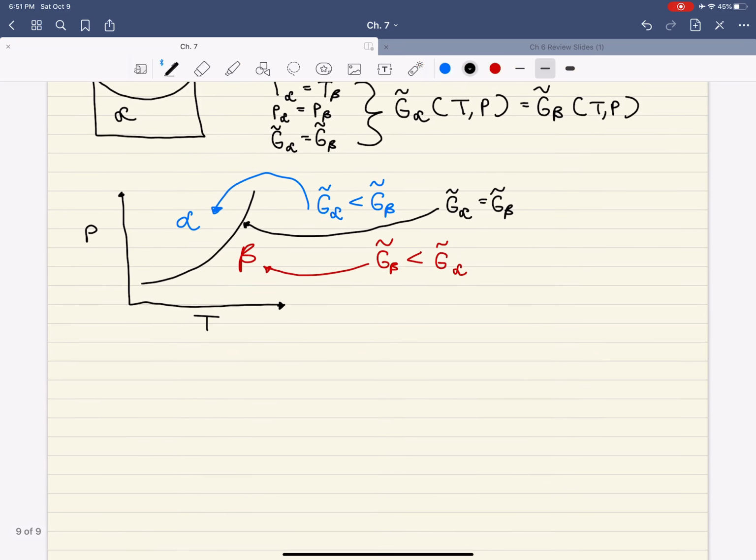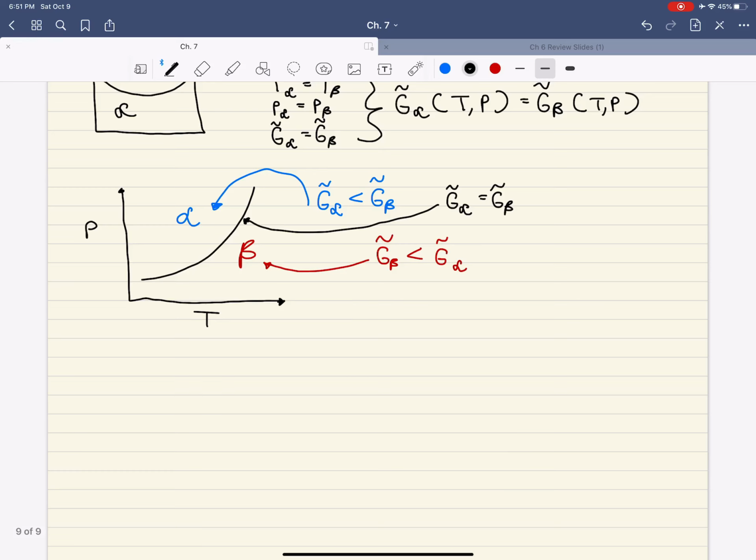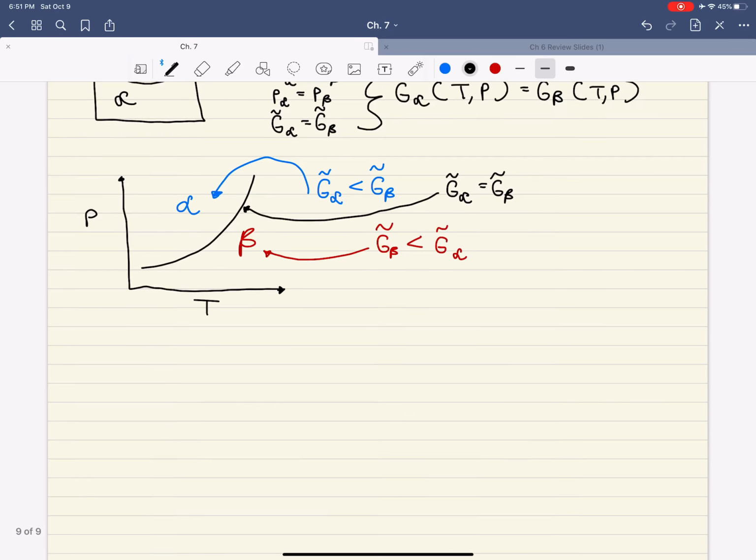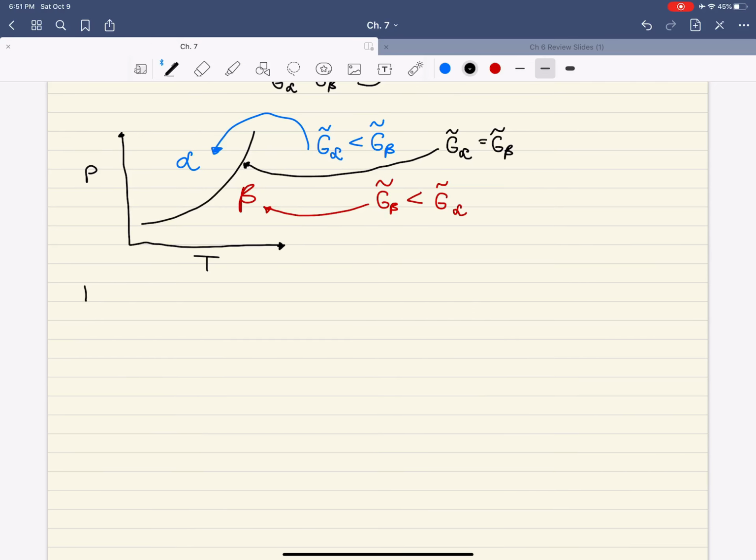But of course, we want to be able to quantify and predict the phase behavior of our chemical species. What that motivates us to do is figure out how we can quantify and predict the values of G alpha and G beta. How can we actually calculate them? How can we actually model them?